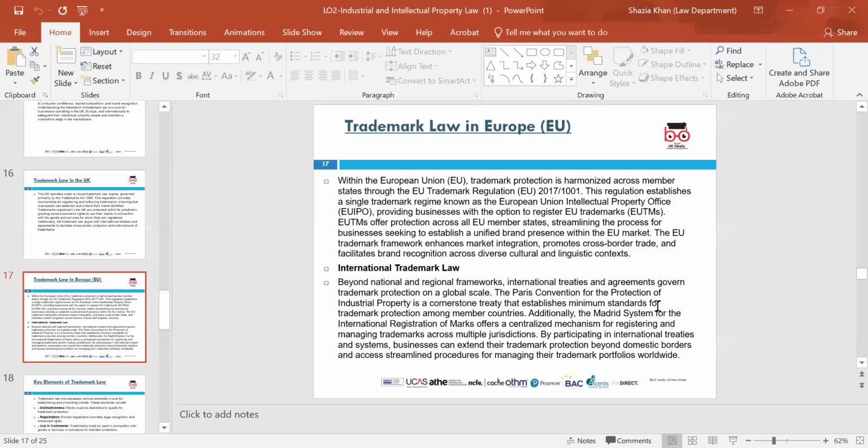Within the EU, trademark protection is harmonised across member states through the EU trade mark regulation, EU 2017/1001. The regulation establishes a single trademark administered by the European Union Intellectual Property Office, EUIPO, providing businesses with the option to register EU trademarks. It offers protection across all EU member states and offers brand presence within the EU market. The EU trademark framework enhances market integration, promotes cross-border trade, and facilitates brand recognition.